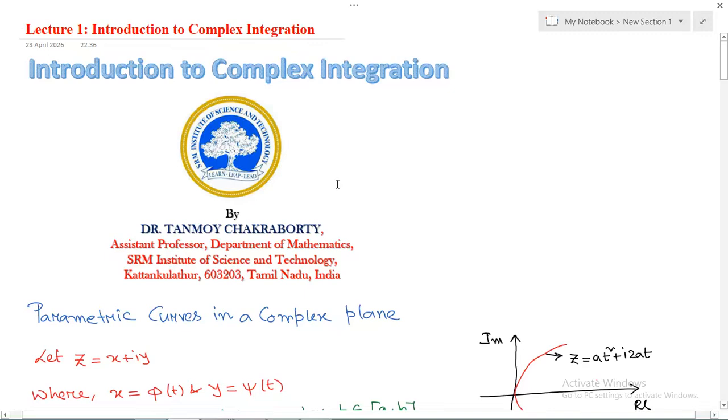Hello students, today we are going to discuss the introduction of complex integration. In this session we are not going to discuss only the theory, but side by side we are also going to discuss some practical applications of integration, mainly line integration and some solutions.